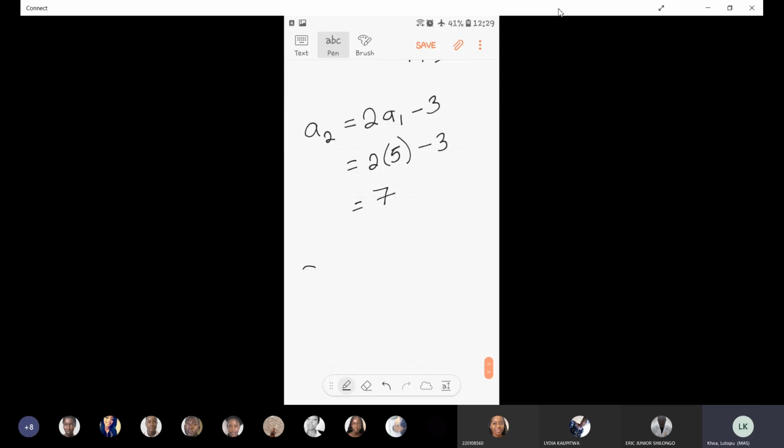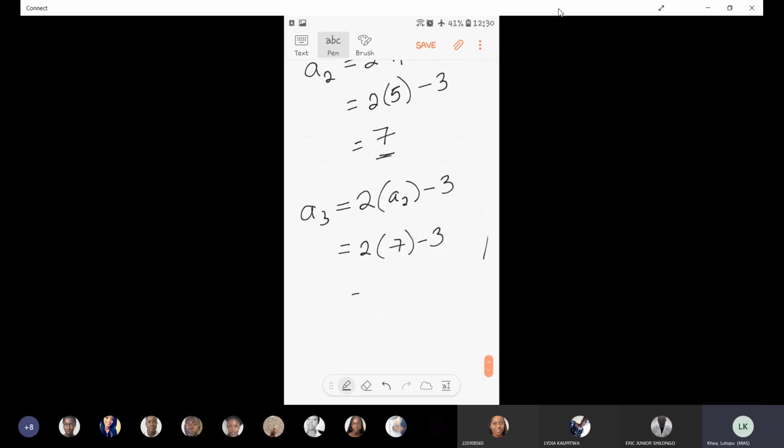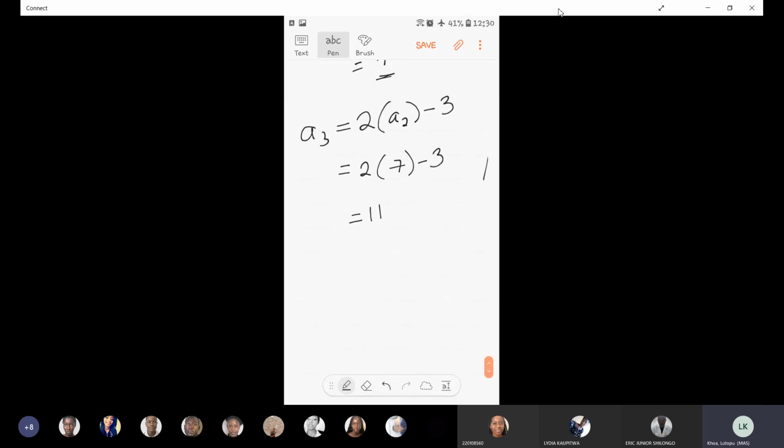Then if I want to work out a3, this is 2 times the preceding one, a2, minus 3. So this is 2 times 7 minus 3. 2 times 7 is 14. 14 minus 3 is 11. And then you would continue. Let's see, one more, a4. This is 2 times the one that comes before it, then subtract 3. This is 2 times 11 minus 3. 2 times 11 is 22. 22 minus 3 is 19.